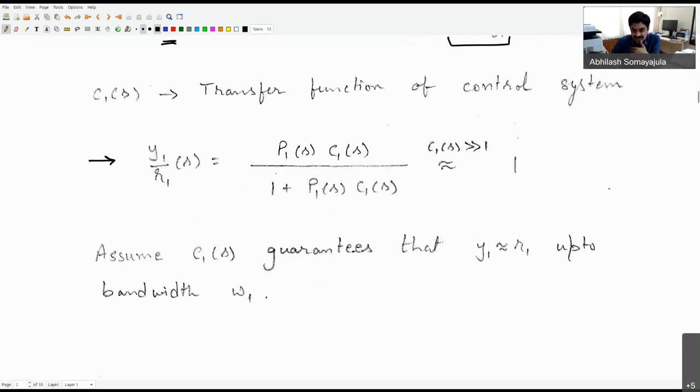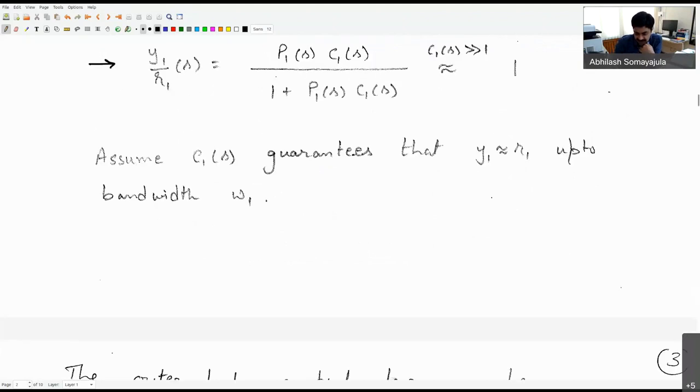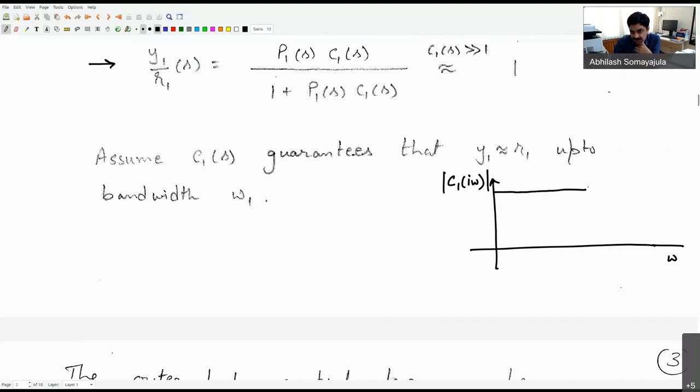So we will assume that this C1 of S, when I start plotting it in the frequency domain, let us say C1 of j omega, I'm looking mostly at the absolute value of it. I want this value to be really large and fairly constant across the range of frequencies of interest to me. But I can't hold it at that. At some point, I'll have to let it go and then it will basically come down.